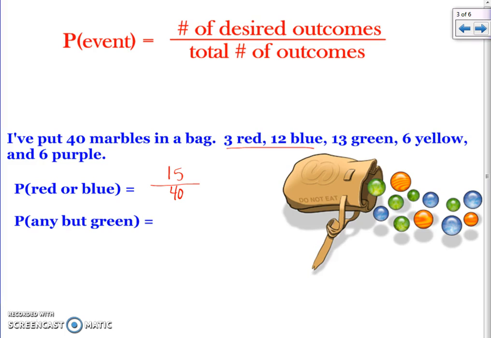All right, probability of anything but green. How are we going to do that? Okay, so just take 40 minus the green marbles. What is that? 27 out of the grand total of 40. Done. Questions there?